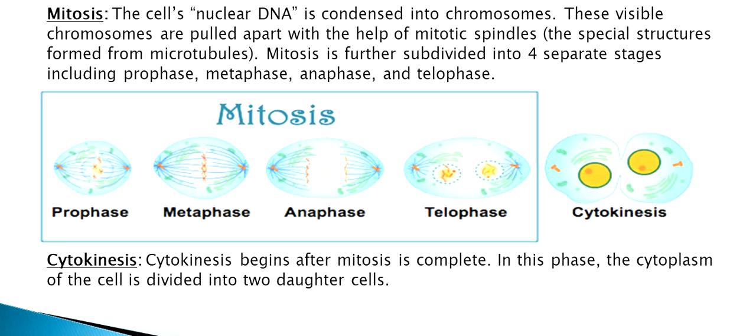Mitosis. The cell's nuclear DNA is condensed into chromosomes. These visible chromosomes are pulled apart with the help of mitotic spindles. Mitosis is further subdivided into four separate stages, including prophase, metaphase, anaphase, and telophase. Cytokinesis. Cytokinesis begins after mitosis is complete. In this phase, the cytoplasm of the cell is divided into two daughter cells.